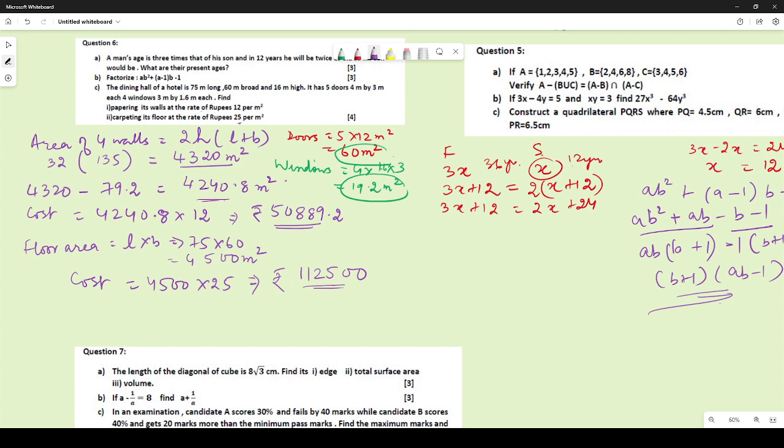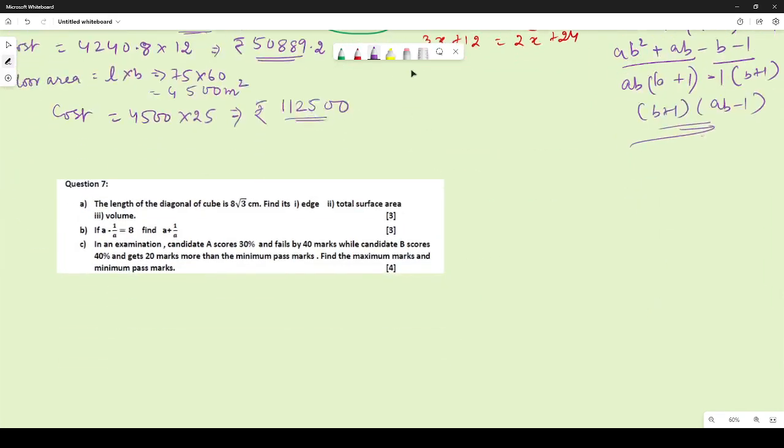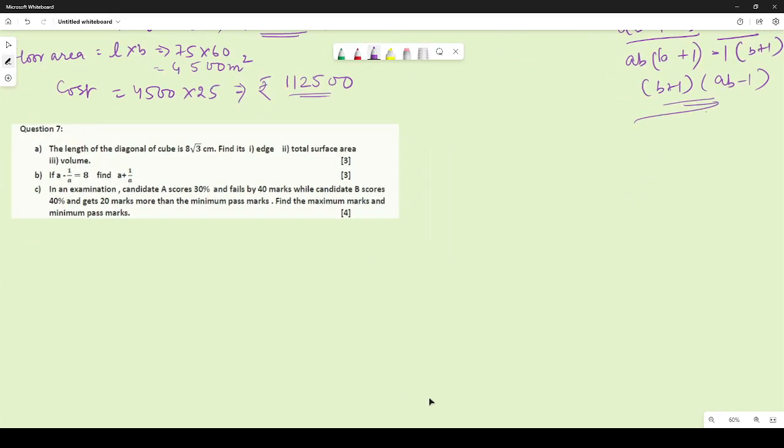यहाँ पर बहुत सारे बच्चों का कैलकुलेशन एरर हुआ है and you should be checking that out. Should be paying attention. Now we come to the last question. The length of the diagonal of a cube is 8√3. आपको पता है diagonal का क्या फॉर्मूला आता है? Side root 3. So that means if it is a cube, root 3 a is equal to 8 root 3, this means that side is equal to 8 centimeters, right?